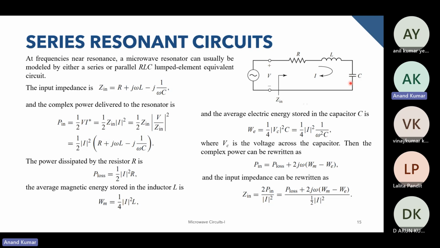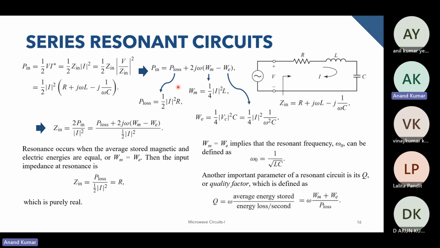Vc is the voltage across the capacitor, and the complex power can be given as the power loss through the resistor plus 2j omega times the difference of the stored energies, Wm minus We. This comes from the Poynting theorem, right? If you recall, the Poynting theorem gives us a formula like this. And the input impedance we can now write in terms of the input power as 2 P in by I square, and we can substitute the input power by this formula over here, which we just derived above.